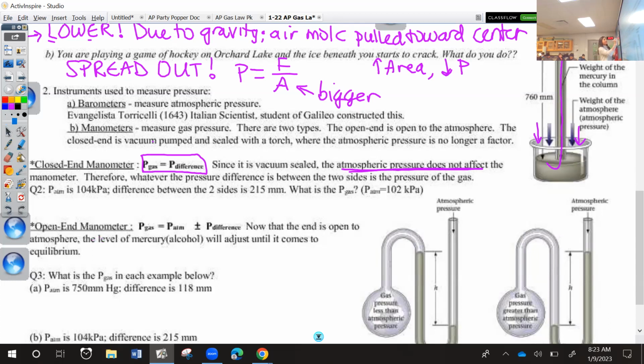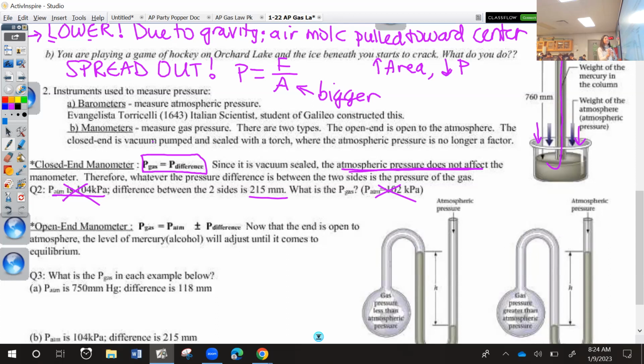It says the pressure of the atmosphere is 104 kPa. But guess what? If it's a closed end, what are we going to do? Ignore it. Don't use it. Cross it off. And the difference between the two sides is 215 millimeters. What is the pressure of the gas? I don't know why I have two different pressures of the atmosphere, but it doesn't matter anyway. We don't care about the pressure of the atmosphere. So the pressure of the gas is 215 millimeters.